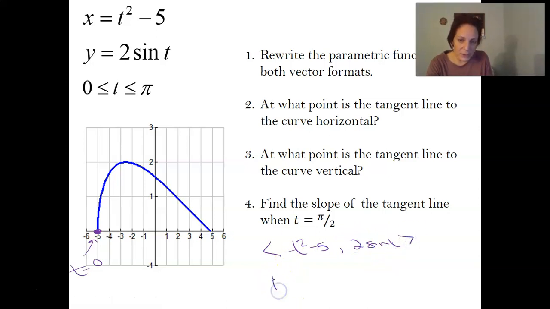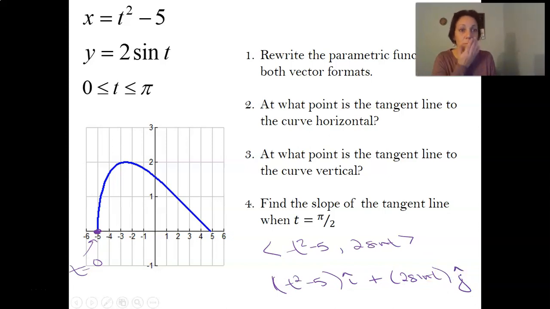Or I could do it in IJK notation. So I'm going to put t squared minus 5 in parentheses with an i hat, and then I'm going to put my 2 sine t in parentheses with a j hat. That's it. These all mean the same thing. They all mean your x equation is t squared minus 5, your y equation is 2 sine t.